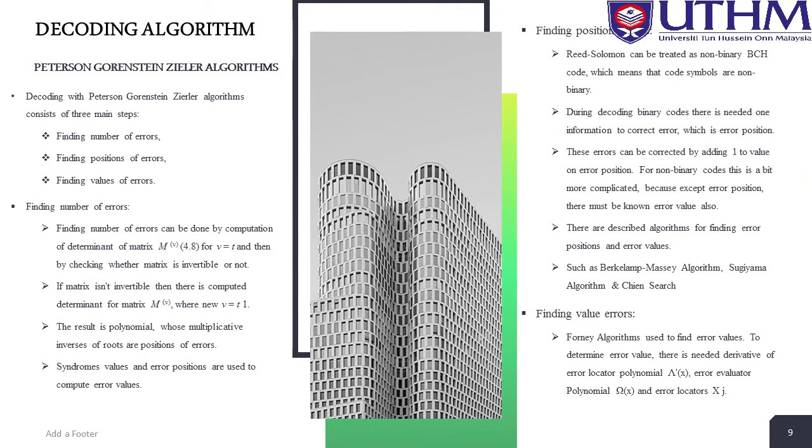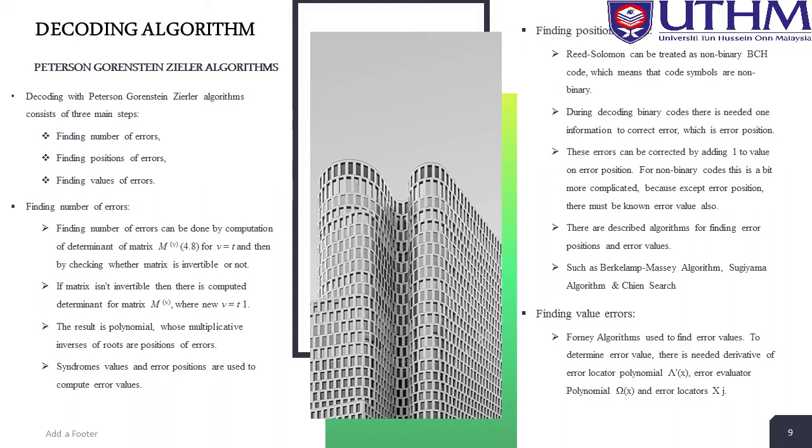Next, the decoding algorithms include the Peterson-Gorenstein-Zierler algorithm. Decoding with the Peterson-Gorenstein-Zierler algorithm consists of 3 main steps. First is finding the number of errors, second finding the position of errors, and lastly finding the value of errors. Finding the number of errors can be done by computation of the determinant of the matrix for v equals t and then checking whether the matrix is invertible or not.